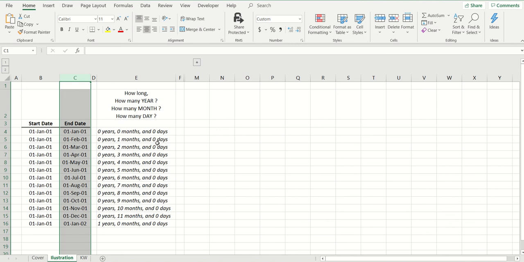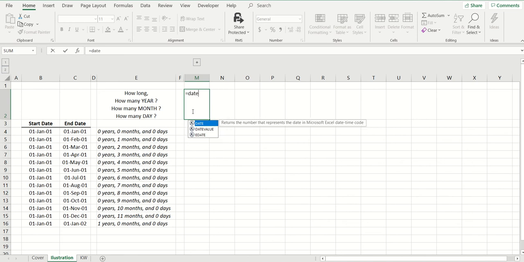The formula that we can use to get that information is DATEDIF. The DATEDIF formula is basically: the first information is the start date, the second information is the end date, and the third information is the format of information that we would like to have. For example, we would like to have year.